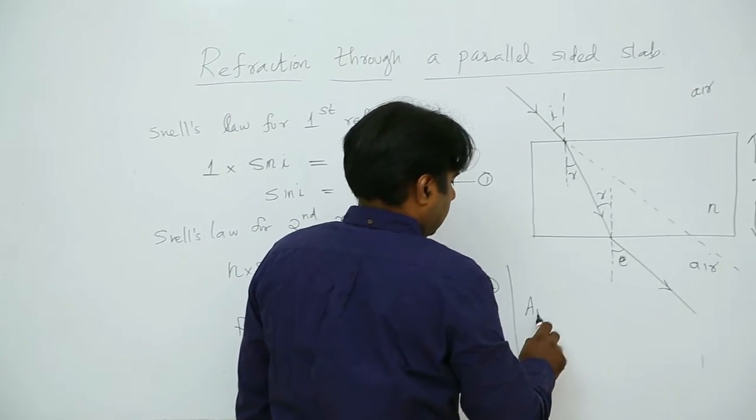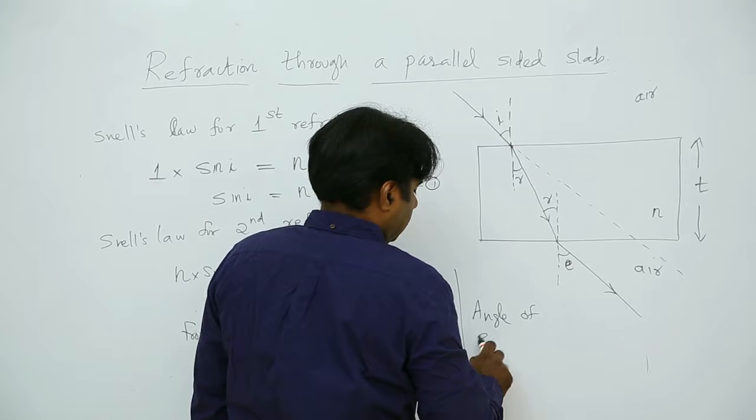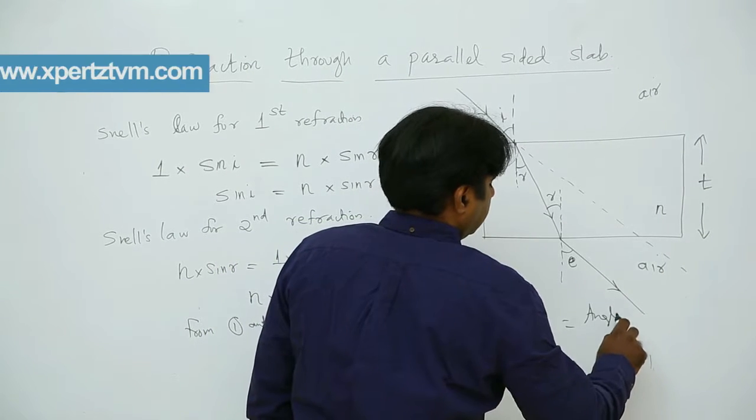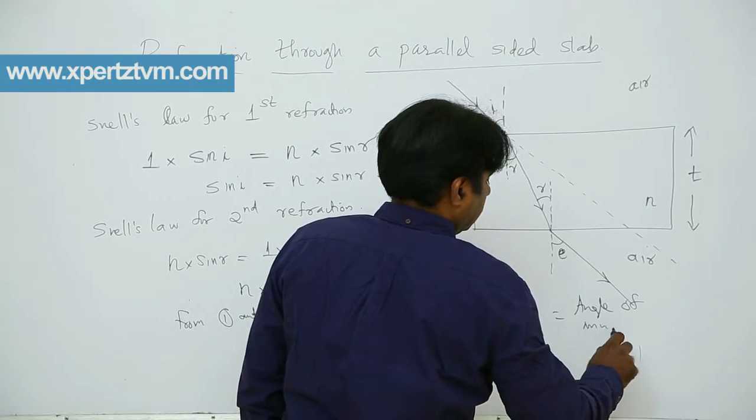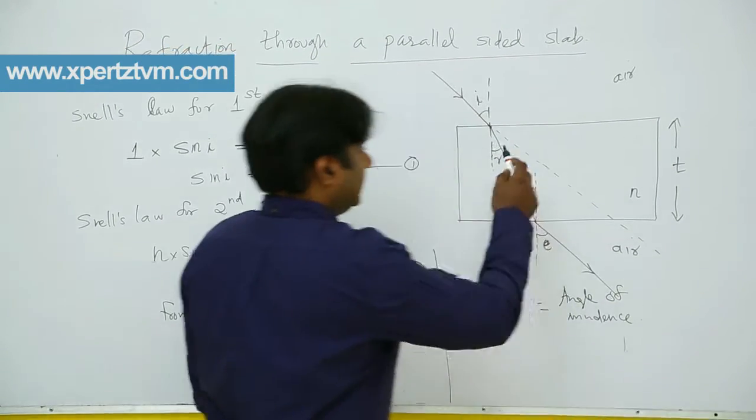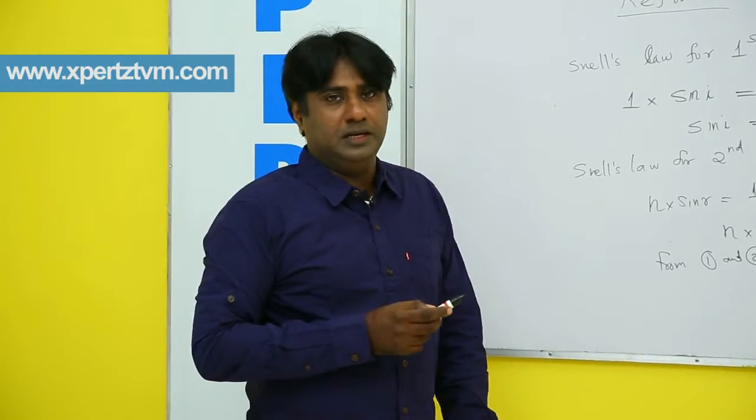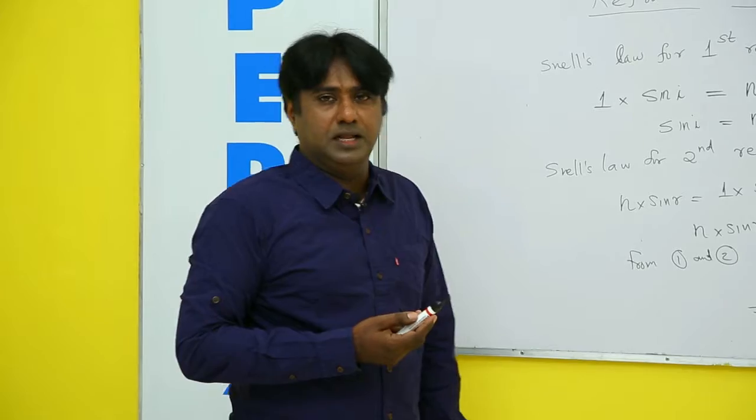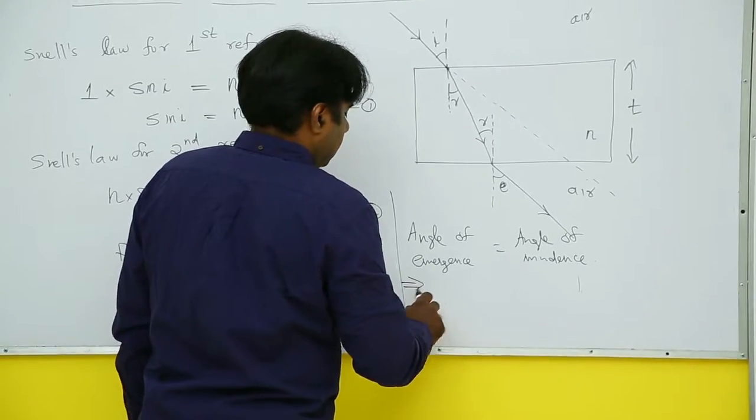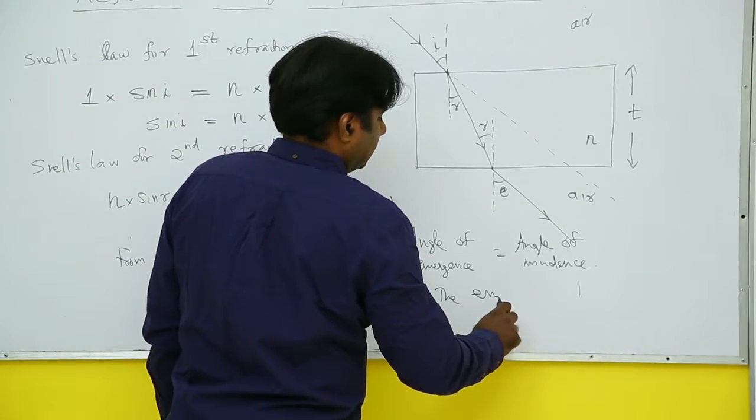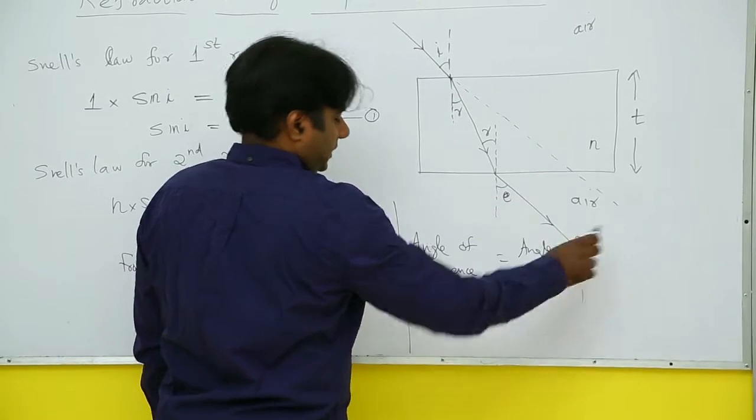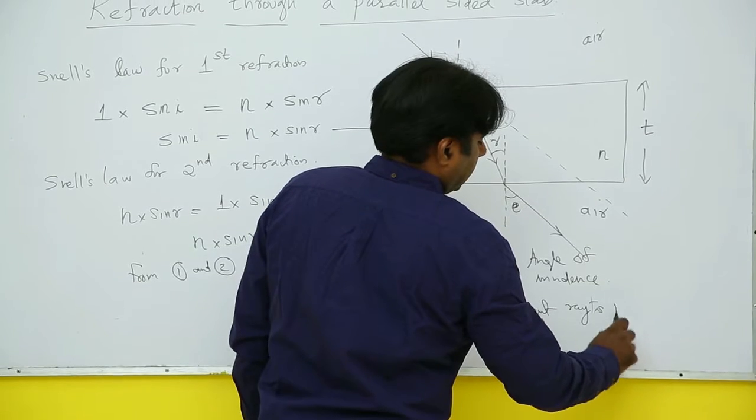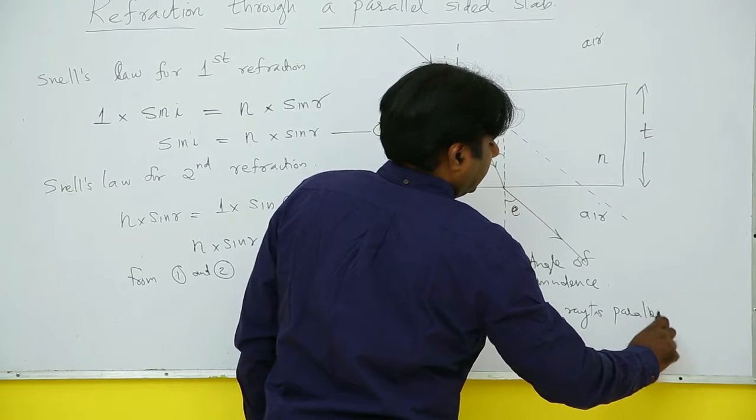So the angle of emergence is equal to the angle of incidence. If the angle of emergence and angle of incidence are equal, definitely the emerging ray should be parallel to the incident ray, only then the angles are equal. So this implies that the emergent ray is parallel to the incident ray. That is why I have shown it parallel to the other. The emergent ray is parallel to the incident ray.